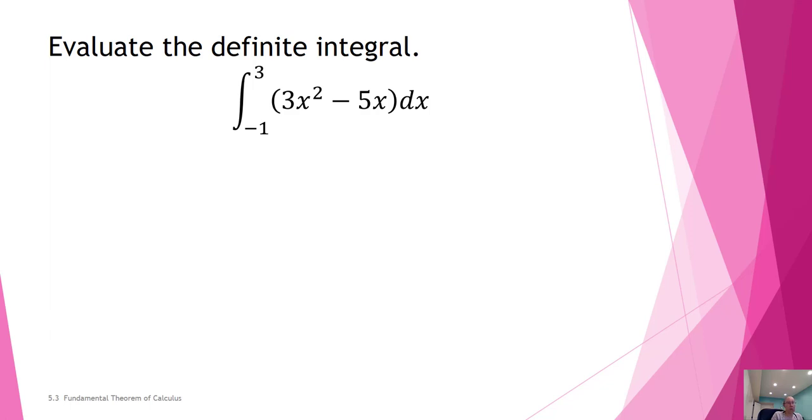Here's an example where we can use the fundamental theorem of calculus to evaluate a definite integral. If we want the integral from -1 to 3 of 3x squared minus 5x dx, then initially we look at this 3x squared minus 5x and we find an antiderivative. So I know an antiderivative is x to the third minus 5/2 x squared.